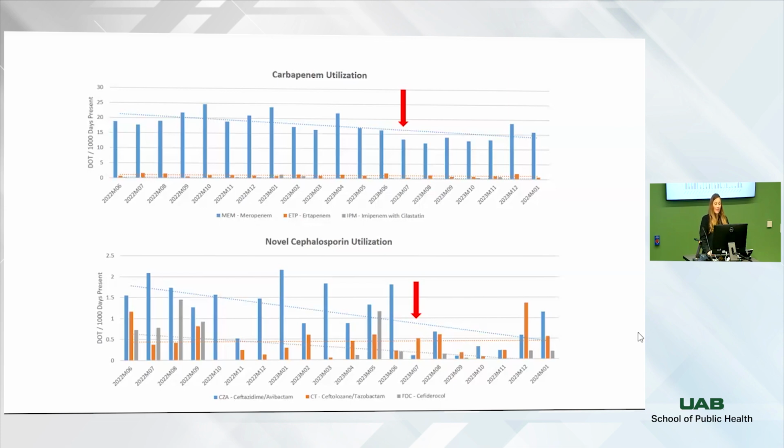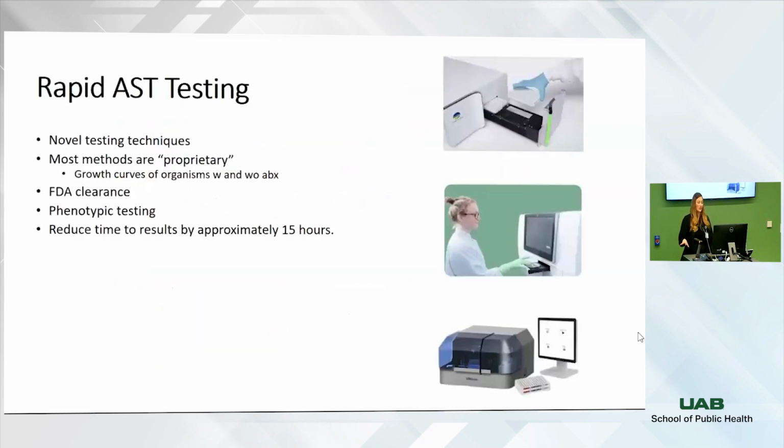Okay, so I'm going to briefly touch on another area of research that I am actively involved in. And so this is evaluating novel diagnostic testing techniques for antimicrobial susceptibility testing. So most of these methods are very proprietary. These people, or companies, are going through the FDA process of getting their instrument approved, or they've just recently gotten it approved. But general trends with them, they are using growth curves of organisms with antibiotics and without antibiotics to determine resistance instead of actually looking at growth and no growth.